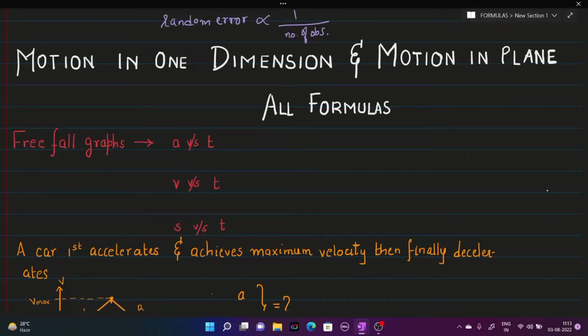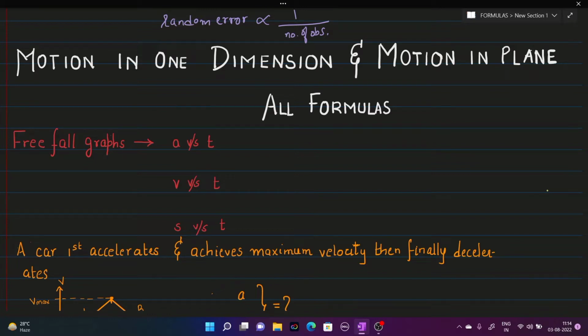Today we are going to discuss all the formulas present in the chapter Motion in One Dimension and in Plane. Each and every formula would be discussed. Also the graphs related to free fall or the various questions which are related to first acceleration and all those, how to solve them. All these things will be discussed in detail. So first we'll start with the graphs for free fall which were given in NCERT.